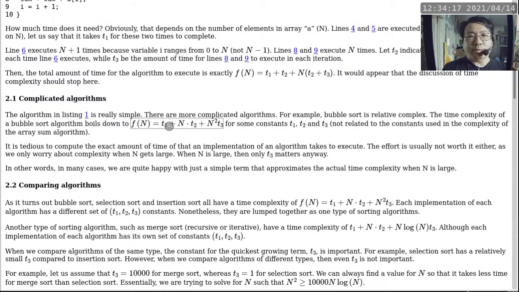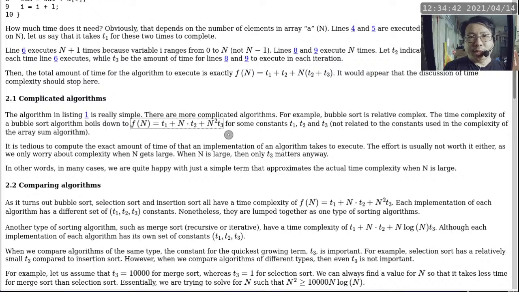So T1 is representing something that only needs to be done exactly once. And then T2 is going to be something that we need to do exactly the number of times that there are elements in the array. And then we have T3, being the time constant for things that we have to perform n squared times.